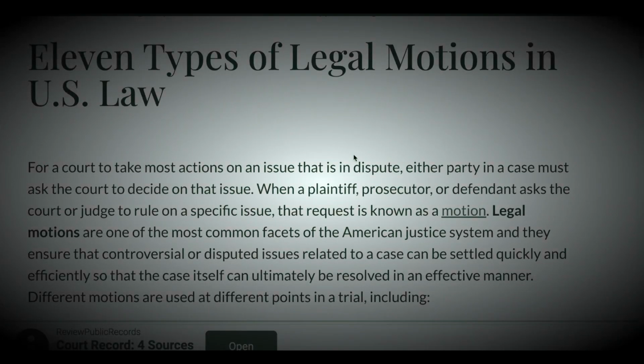I wanna go over motions today. This is gonna be more than one part on this video. So this is gonna be part 1 of 11 types of motions in U.S. law. I found this document.